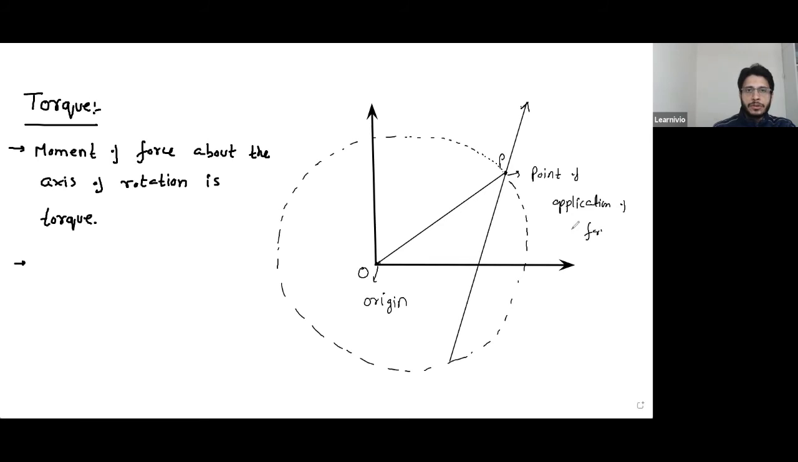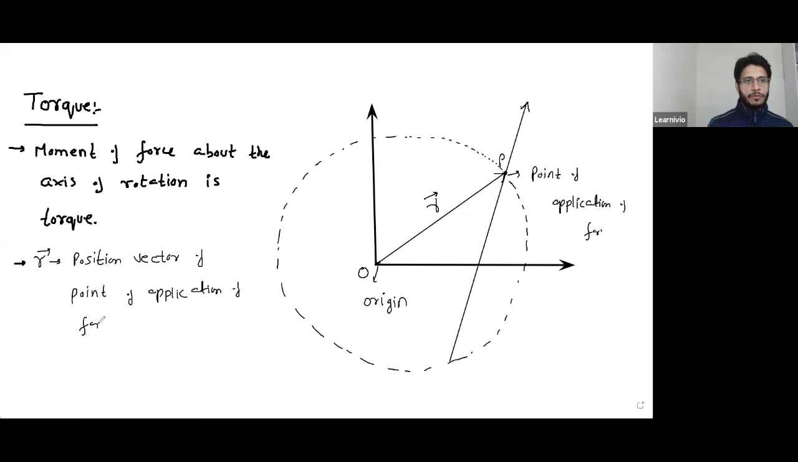So the separation between the origin and the point of application of force is R. This is R, the separation between them. So what is R? R is the position vector of the point of application of force with respect to the origin. That's all. This is the direction of R.